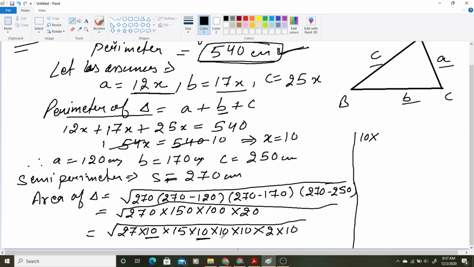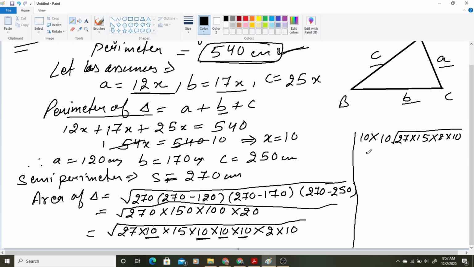Then this 10 and this 10 are forming a pair, so we will write it outside the root. Now what are we left with? We are left with 27, 15, 2 and this 10. These are the things we are left with. Now for these we will be doing prime factors.